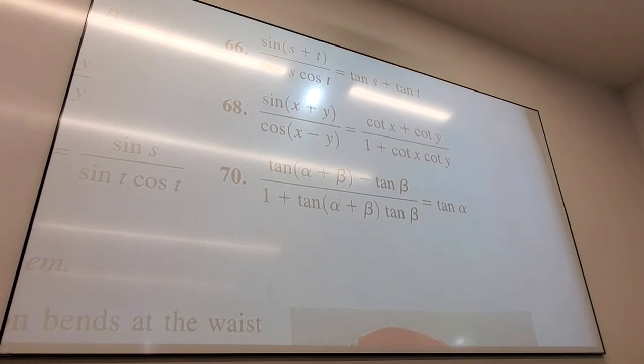For example, can somebody tell me one that's in number 68? Sine of x plus y. There's an identity for that, right? Cosine too. There's an identity for that, so maybe I can rewrite those.